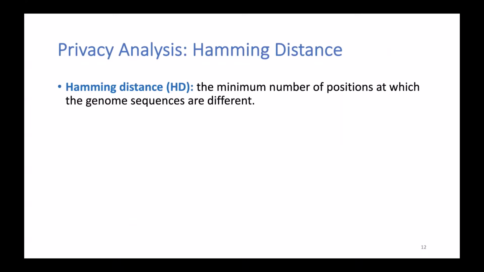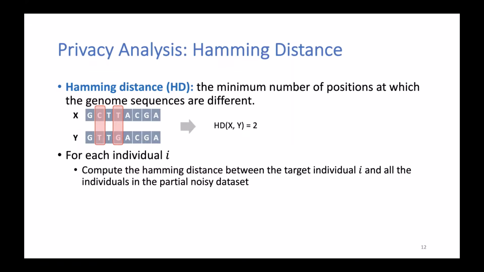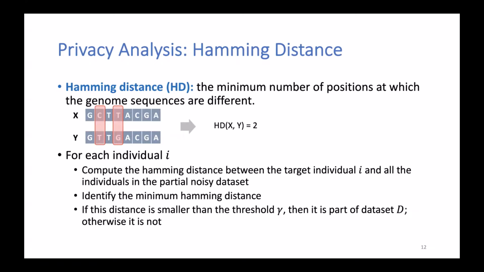To quantify the risk due to the shared partial noisy dataset, we use the Hamming distance between the genomes. Hamming distance shows the minimum number of positions at which the genome sequences are different. For instance, given X and Y, the minimum number of substitutions required to convert X to Y is 2. To quantify the risk for each individual, we compute the Hamming distance between the target individual and all the individuals in the case group of the partial noisy dataset, and identify the minimum Hamming distance. If this distance is smaller than the threshold, then the target is part of the dataset, otherwise it is not.